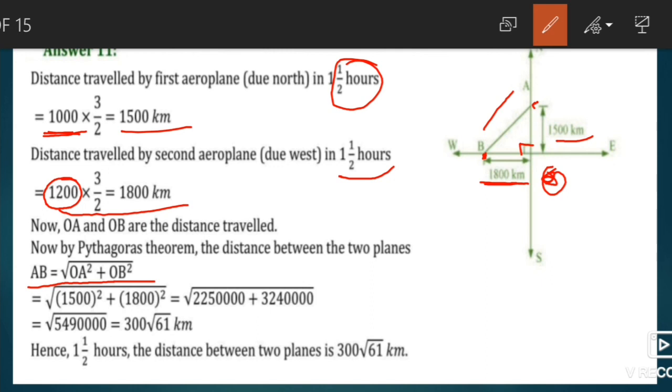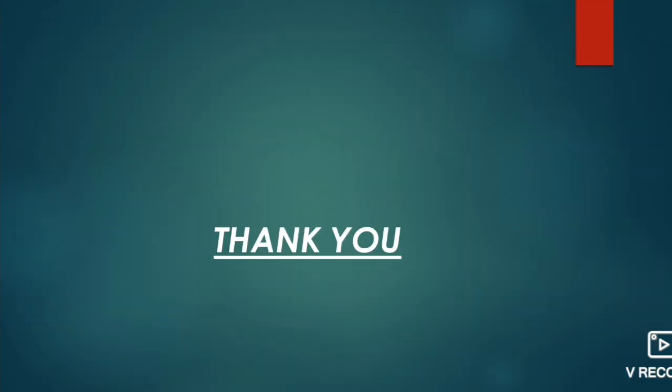You know what is the value of OA. OA is 1500 and OB is 1800. Just put these values here. After the calculation you will get the value of AB as 300 root 61 kilometers. Hence, after 1.5 hours the distance between the two aeroplanes will become 300 root 61 kilometers. In this way you have to solve question number 11.